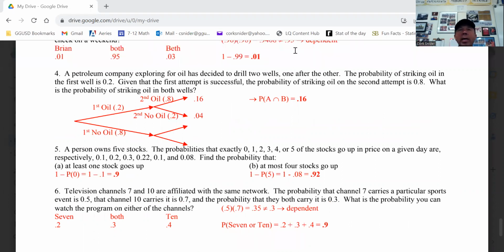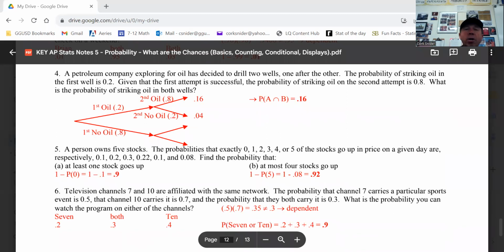Now, this is a really easy question. You really don't need the tree diagram, okay? If you did the tree, you have 0.2, and then event B is 80 and 20, correct? Now, event A, if there's no oil in the first one, we're not going to keep going. That's why this is blank. But really, you're just doing 0.2 times 0.8.